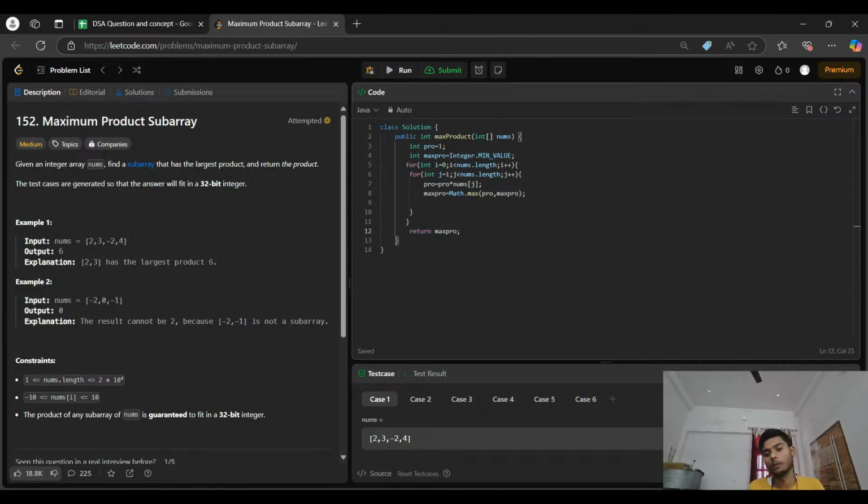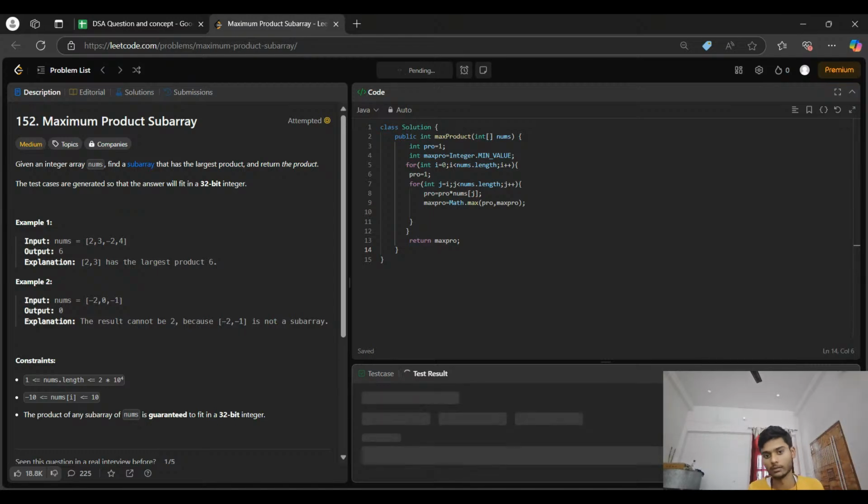One thing I want to tell you: why we use a product variable, because the product is changing every single time. Product equal to one. Every single time it changes. The first time it's multiplying by one, and we also get the maximum value. We need to consider the minus 2 too, because if it's a minus 2, then we need to handle it. That's the reason we are taking it this way.